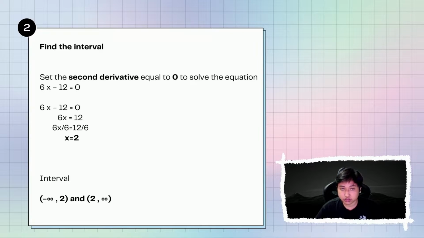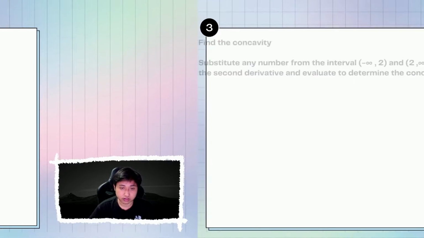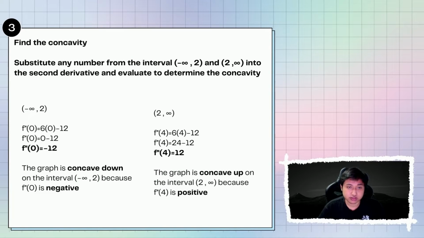In order to find the interval, we must first set the second derivative equal to 0 to solve the equation. So the answer will be x equal to 2. So the interval is negative infinity to 2 and 2 to positive infinity. The third step is to find the concavity.